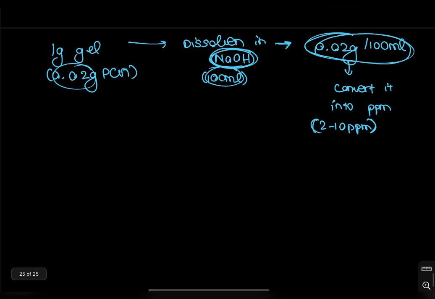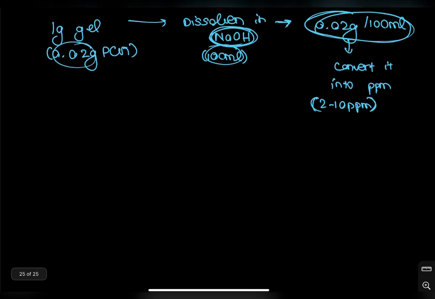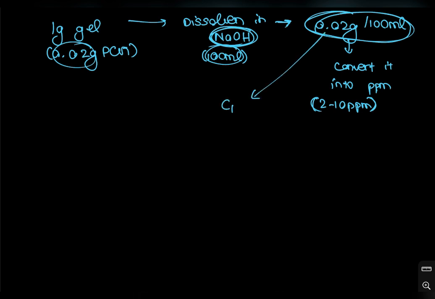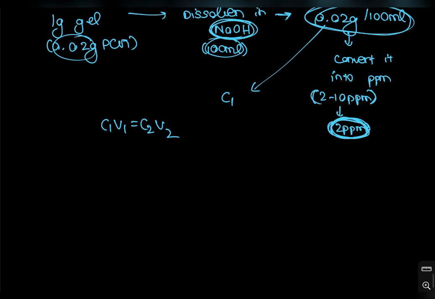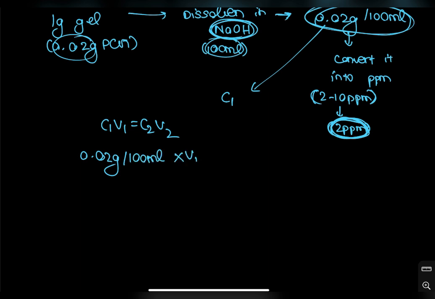For paracetamol. So what you have to do is note down that this is the concentration of the first term, C1, right? And you apply the formula C1V1 equals C2V2. Now let's say we are trying to convert it into a concentration of 2 ppm. We choose this concentration for our gel, okay? So we will consider 0.02 grams per 100 ml as C1. We don't know V1.